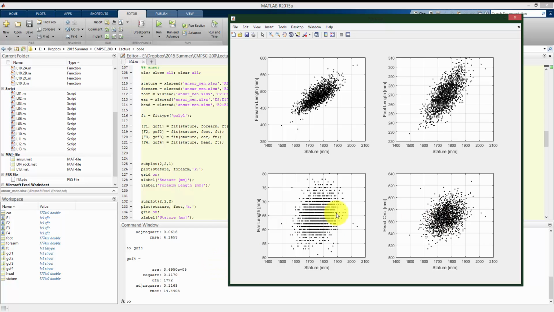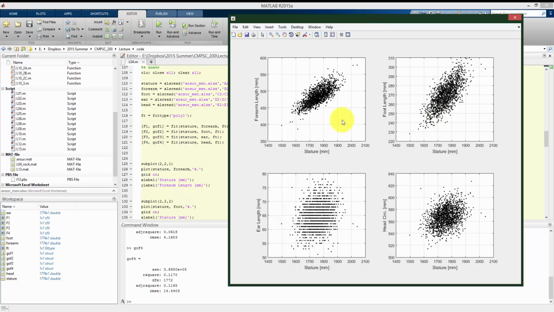So based, again, visually, we see that 1 and 2 look like pretty strong relationships between your height and forearm length, height and foot length, which we should expect just from observing people. But for ear length and head circumference, we saw visually that we don't have that nice clustering around a line, and the r-squared values give us that same type of information: they are low, indicating that the linear relationship between them is not very strong.